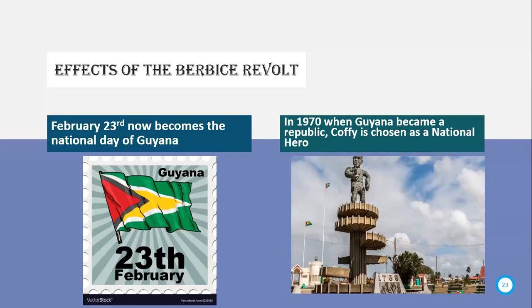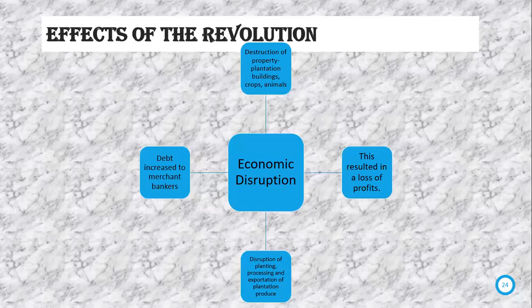Other effects of Berbice were that February 23rd now became the National Day of Guyana. And in 1970, when Guyana became a republic, Coffee was chosen as a national hero. To your right, you have a statue or a replica of Coffee, although some sources say Coffee did not look anything like this statue, but it's the thought that counts.